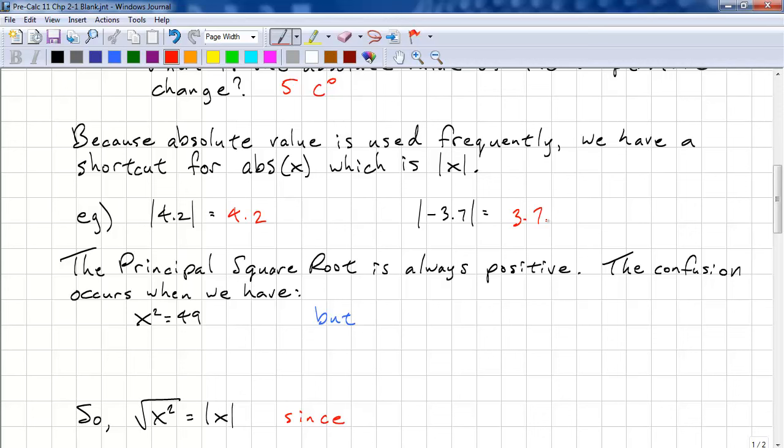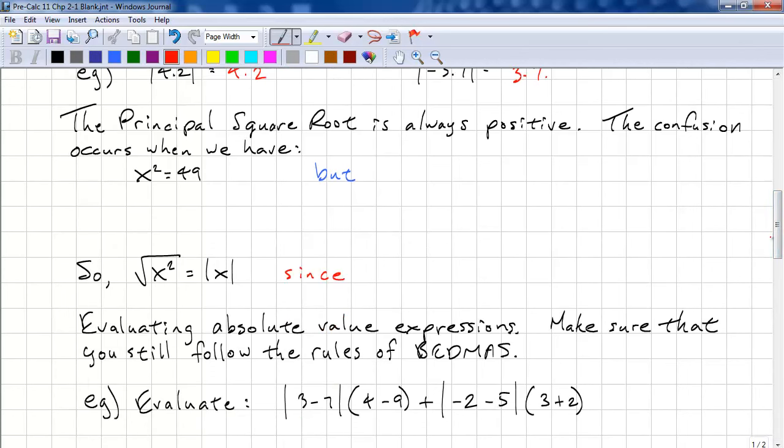Okay, absolute value is fairly straightforward. The difficulty occurs for questions like this: x squared equals 49. This means the absolute value of x equals the square root of 49. So x equals plus or minus 7.